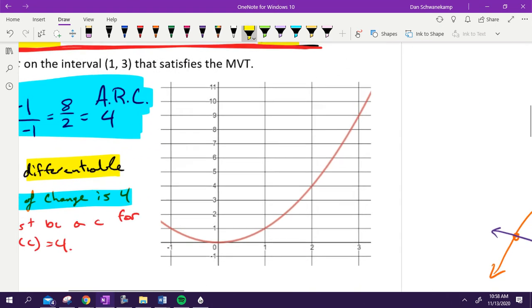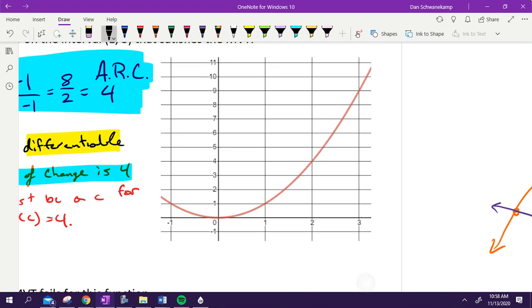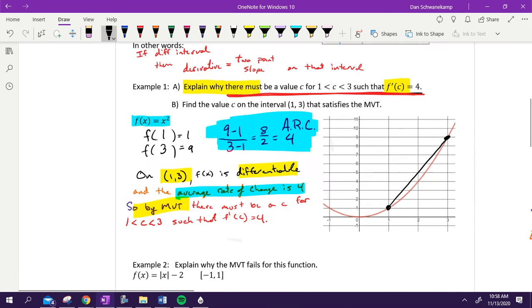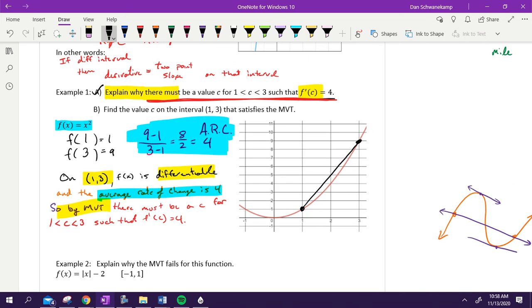So visually understand what we just did. We said from 1 to 3, this is the average rate of change. That's the average rate of change. Is there somewhere on that curve from 1 to 3 where the slope is going to be the same as that line? Yeah, we think so. But let's find out where. So we did part A. Okay, we explained that. Part B says find the value for C that satisfies MVT.